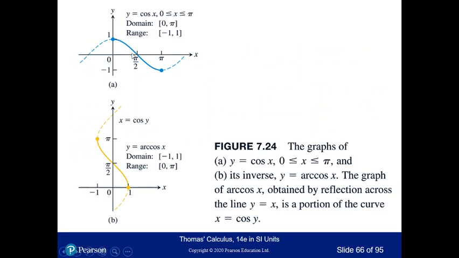Similarly for cosine, take the mirror image, you get such a picture. See, the domain of cosine becomes the range of arc cosine. The range of cosine becomes the domain of arc cosine.